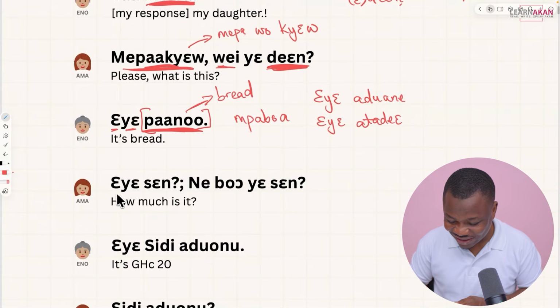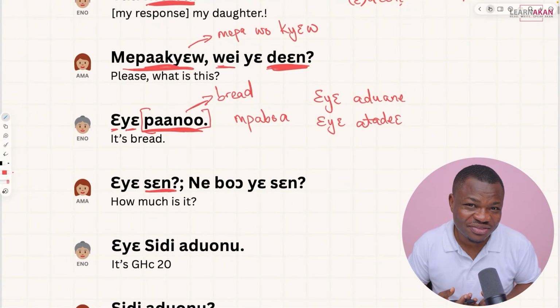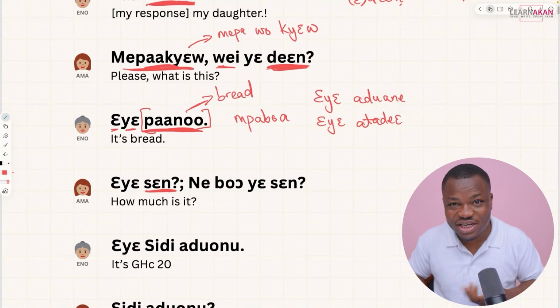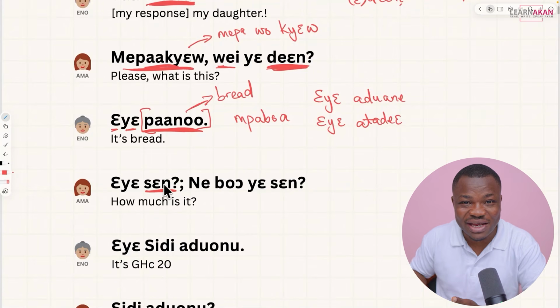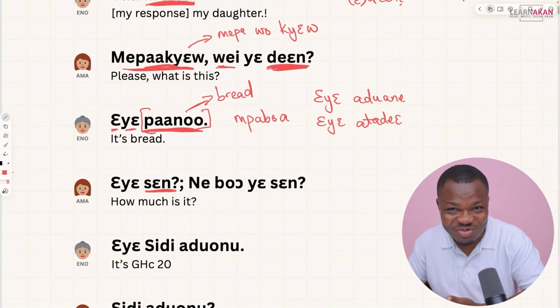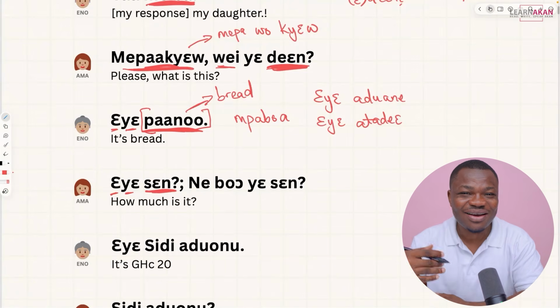So Ama asks, eye saying? Eye saying, and this is our second question word. So the first one was dien, what? And then we have saying, and saying can mean how, or how much, or how many, depending on where you find it. So for this context, for example, we are talking about price because Ama is asking for a product in a shop. So saying here is how much. So when you ask eye saying, you are asking, it is how much? So literally, it is how much. So eye saying, how much is it?